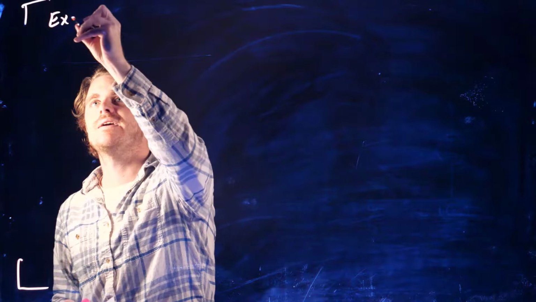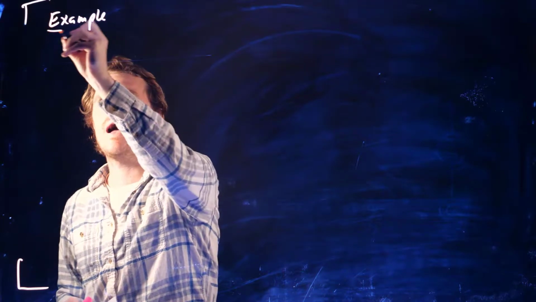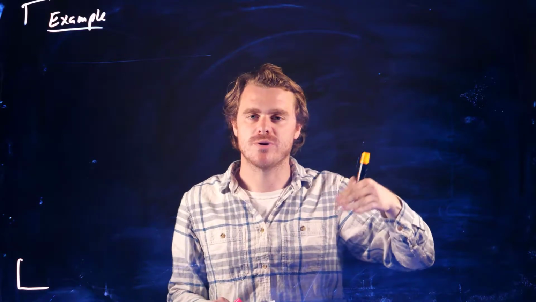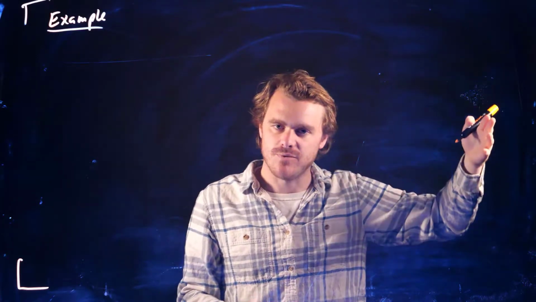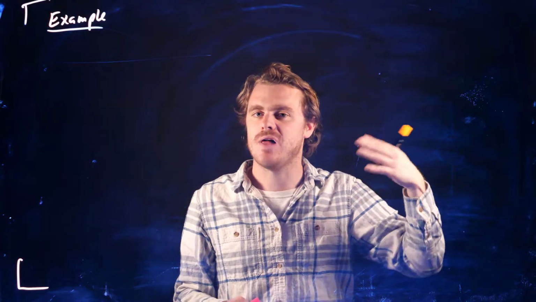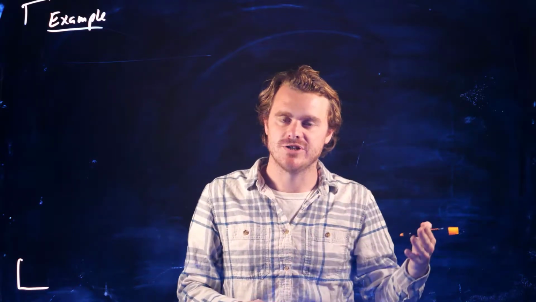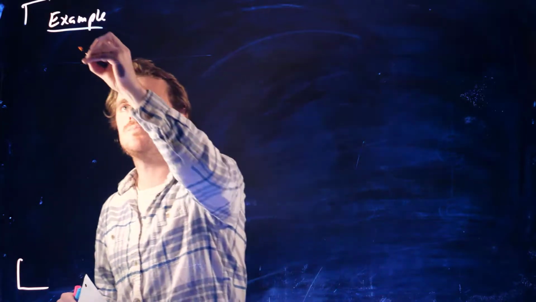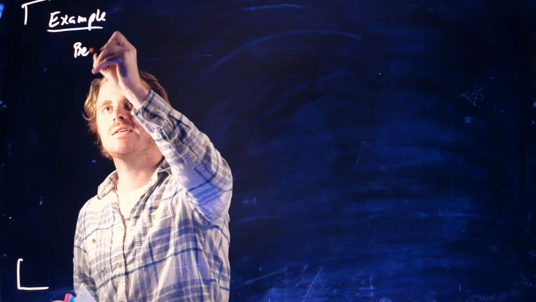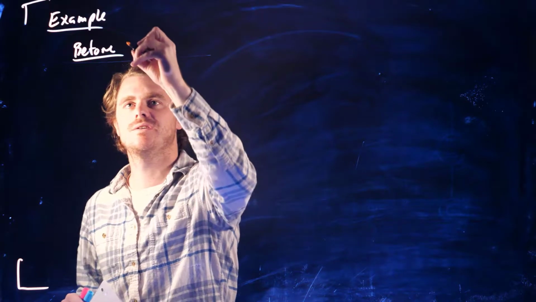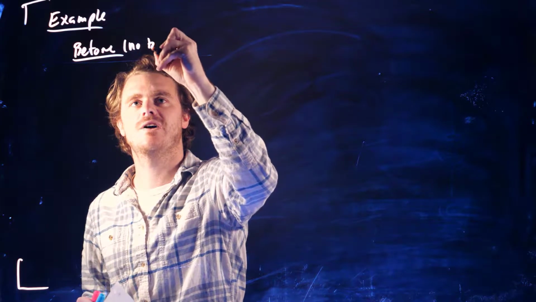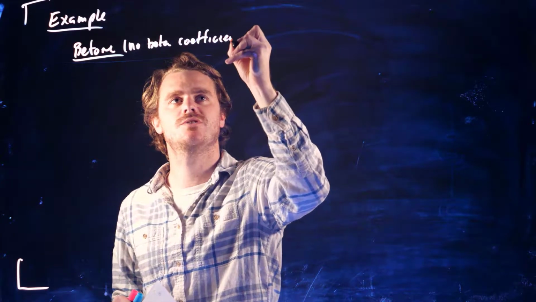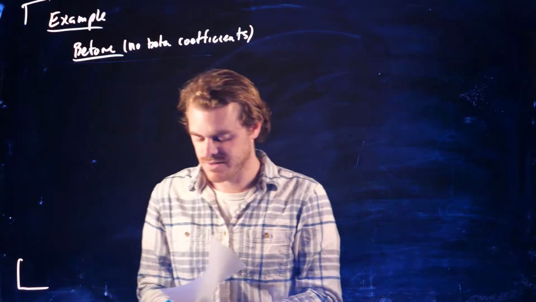So let's write out our regression, think about how we'd interpret it with the coefficients we did before, and then apply beta coefficients and think about how we'd interpret them afterwards. So I'm going to put "before," and what I mean is no beta coefficients, just the regular regressions that we're used to so far in the course.